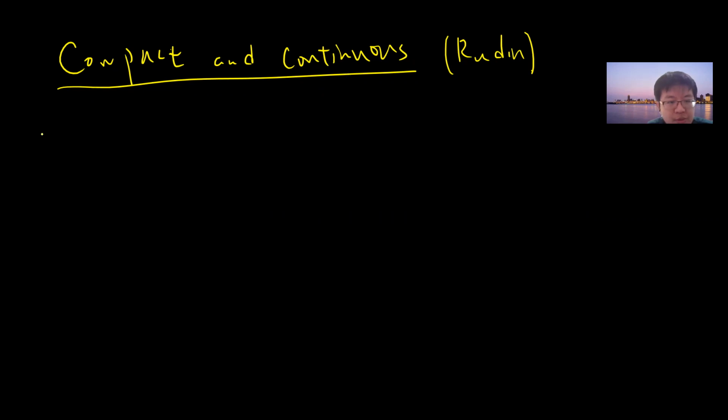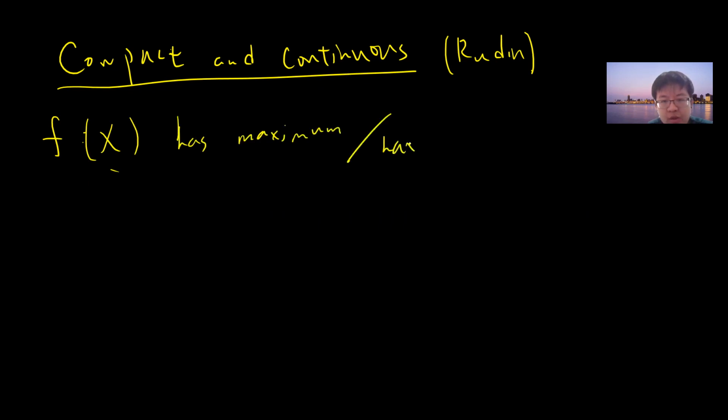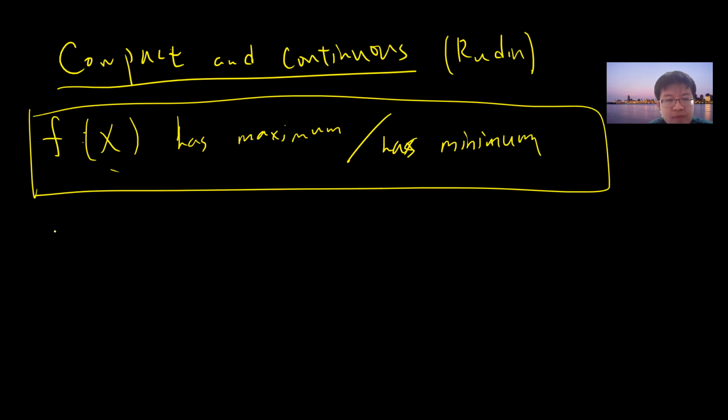The most important part should be: if a continuous function maps a compact set, say X is compact, then f of X has a maximum and a minimum. This is what calculus likes to use. This is what we'll be trying to prove, the most important theorem.